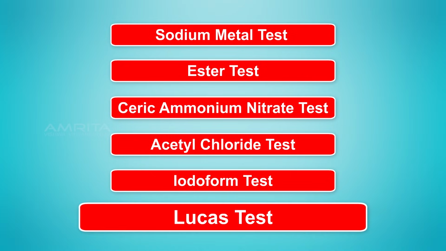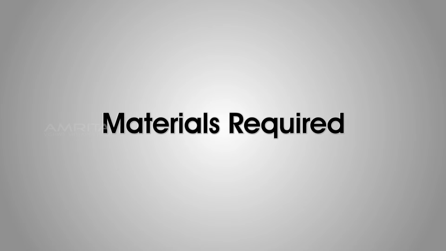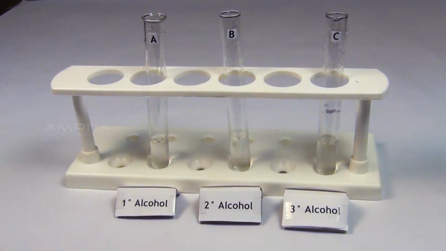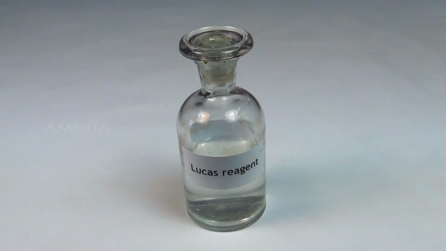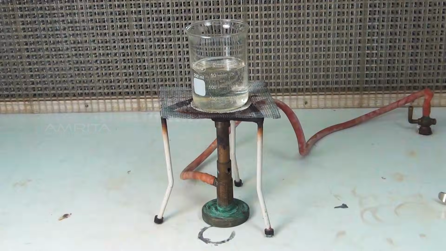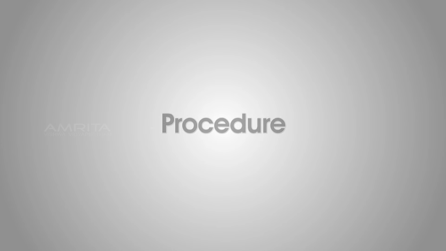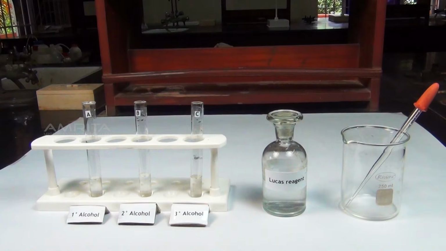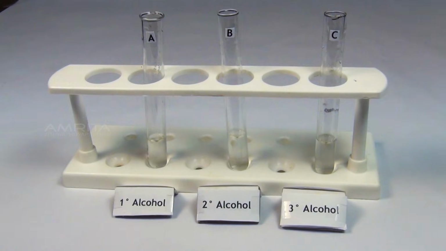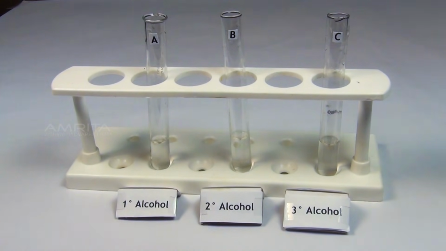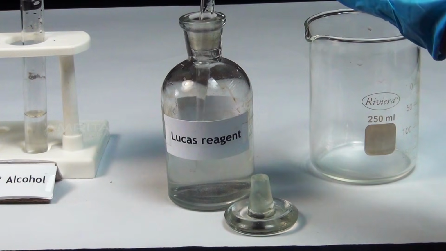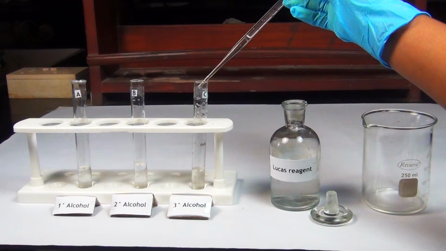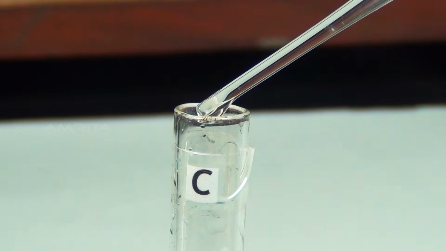Lucas test. Materials required: primary, secondary and tertiary alcohols, Lucas reagent, dropper, and water bath. Procedure: take a small quantity of primary, secondary and tertiary alcohol in 3 different test tubes labeled as A, B and C. Using the dropper, add a small quantity of Lucas reagent into tertiary alcohol taken in test tube C.